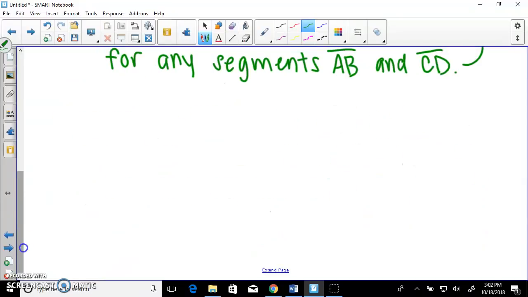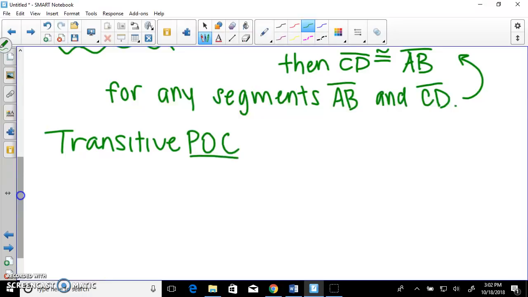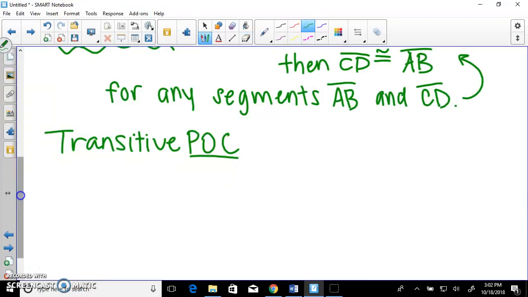The next property of equality that we talked about was transitive, so that's what we're going to talk about here. Transitive property of congruence, POC. Remember our property of equality, so don't write this: if A is equal to B and B is equal to C, then A is equal to C. We're essentially going to do this, but with congruent symbols, and we're going to talk about segments instead of letters.